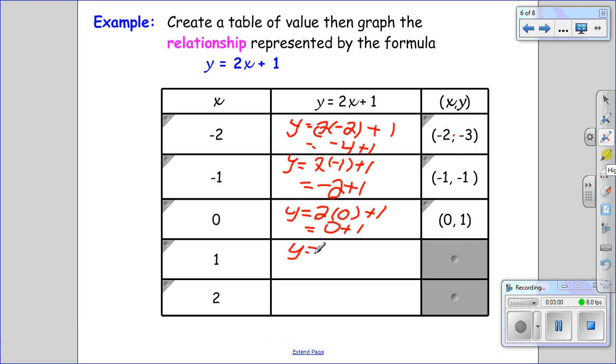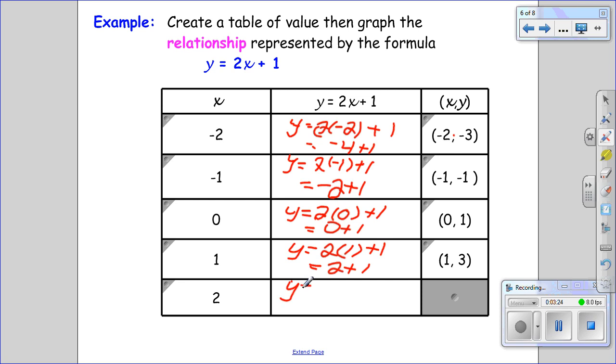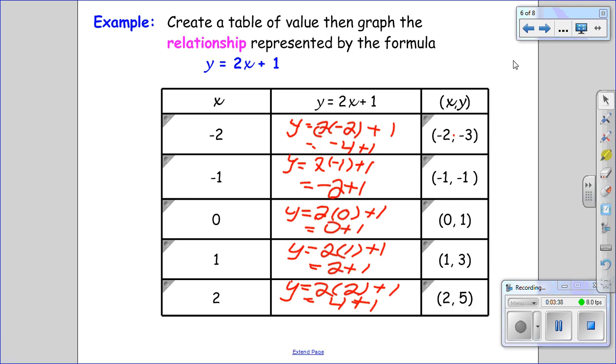Then y equals, again, 2 times something plus 1. 2 times the independent variable, which we use the value of 1. 2 times 1 is 2 plus 1, and 2 plus 1 is 3. So the ordered pair is 1 for the x value and 3 for y. Finally, our fifth point, y equals 2 times 2 plus 1, and 2 times 2 is 4. The ordered pair would become 2 for the x-coordinate and 5 for the y-coordinate.